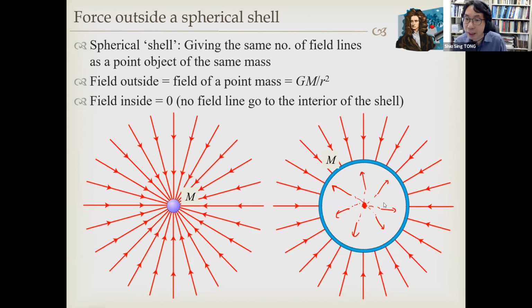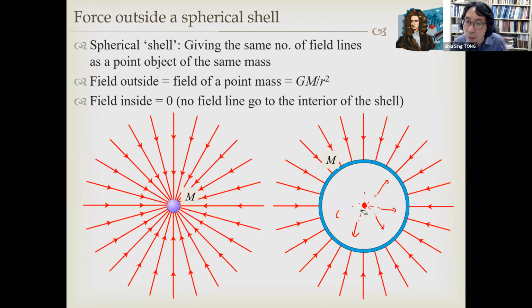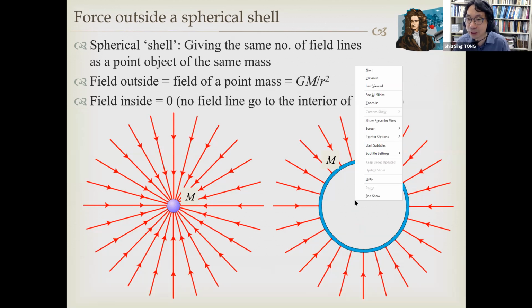But if that does not make sense, that means this field line does not exist. And if this field line does not exist, I just erase it. And if I erase it, that means there is no gravitational field inside the shell. The gravitational field inside the shell is simply 0. That is the necessary conclusion.